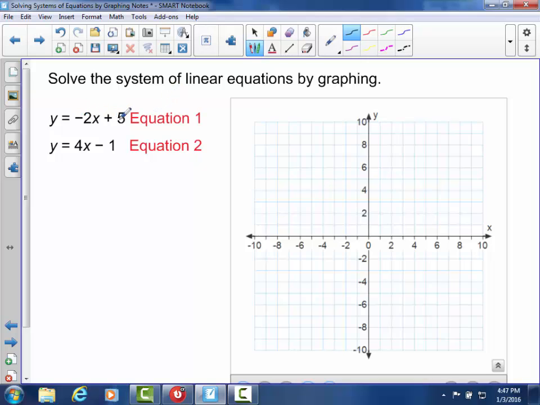So y equals negative 2x plus 5 means we're going to go to positive 5 on the y-axis, and we're going to go down 2 and to the right 1 to follow our slope. Okay, and then we're going to draw our line through it. Let's see if I can draw one today. Okay, not too bad today.